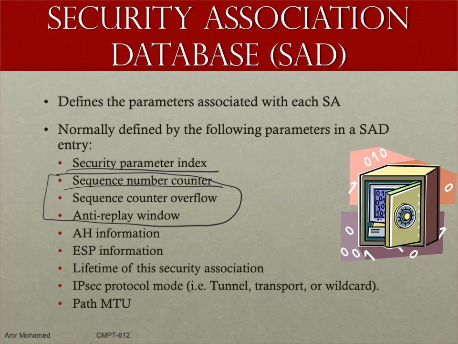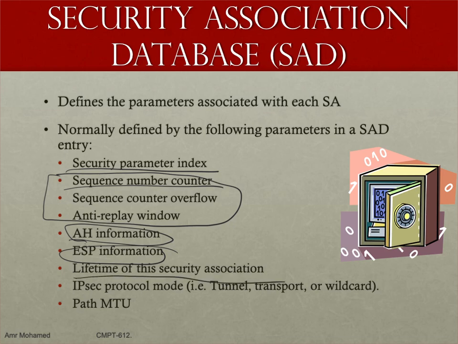In addition to that, the security association represents either AH or ESP, one of them, or of course ESP with authentication. So we can have one security association that represents ESP with authentication. In that case, we'll have only one header, okay? And then there is the lifetime of the security association.